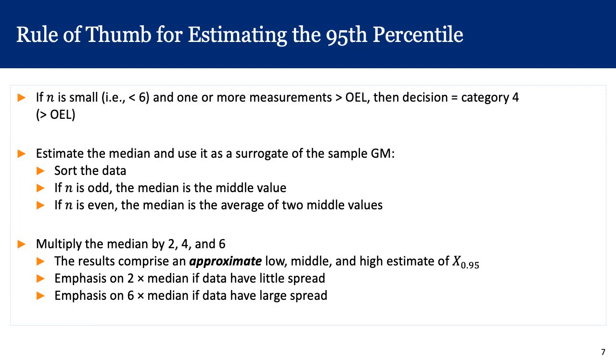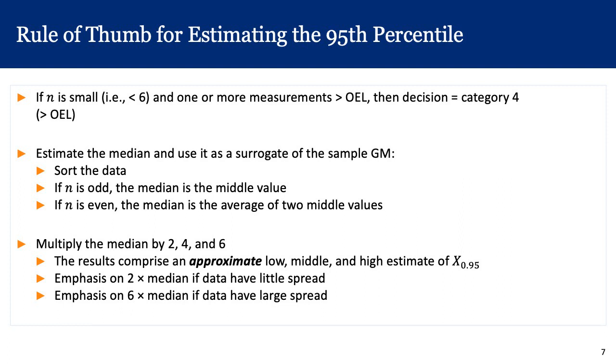So we will sort the data, and if n, the number of measurements, is odd, then the median is the middle value. And if n is even, then the median is the average of the two middle values. So calculating a median from a small data set is very straightforward and almost trivial. And you will use that number that you calculate as your estimate of the geometric mean.